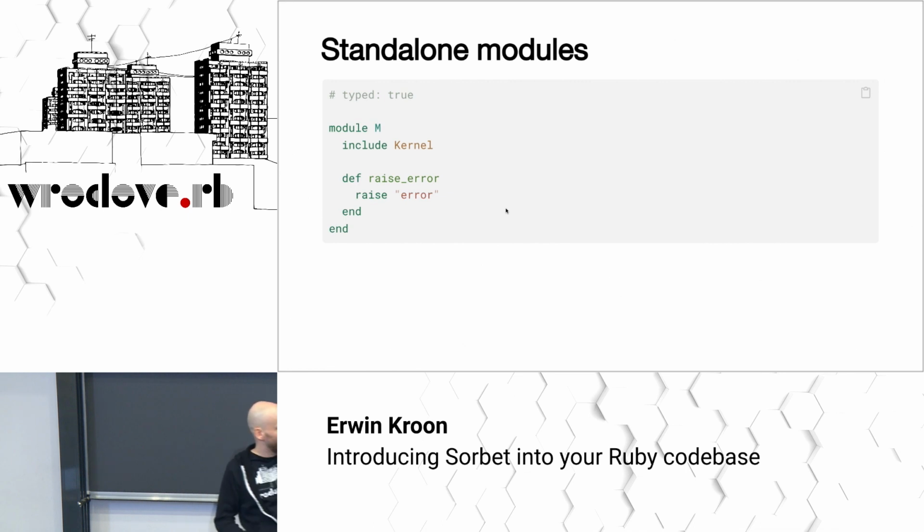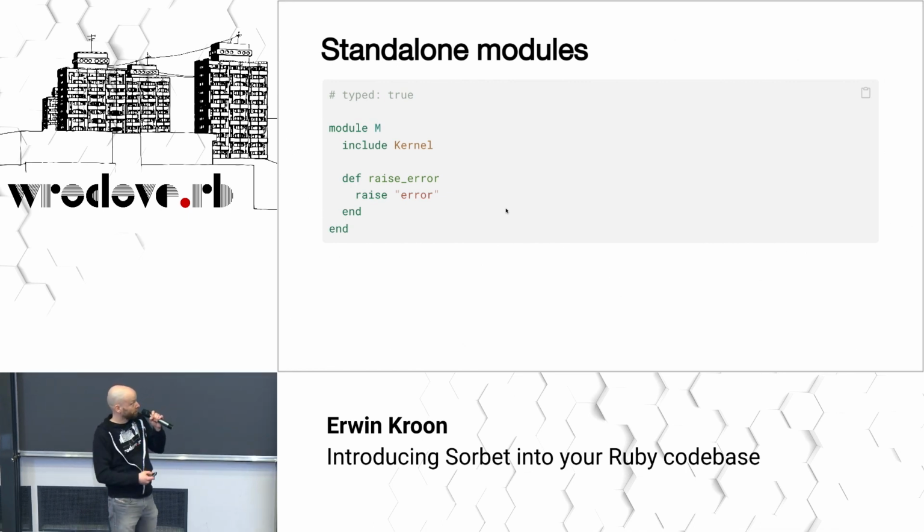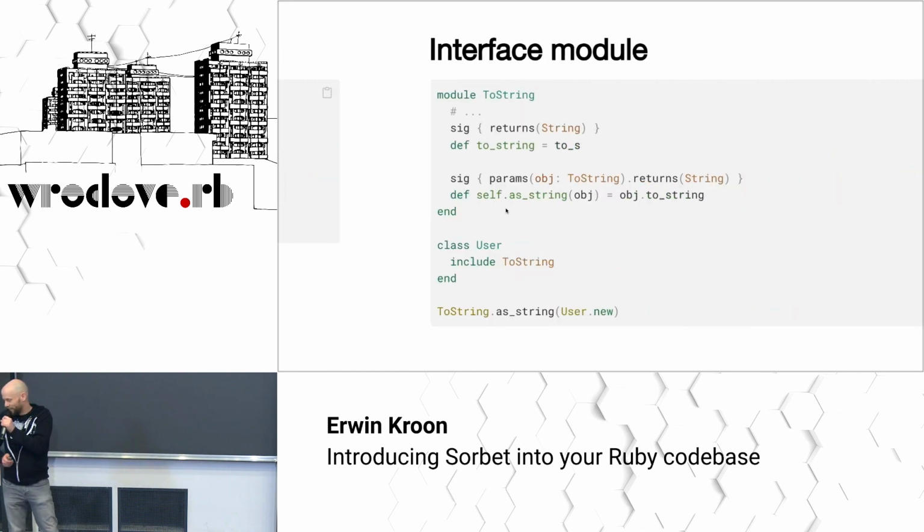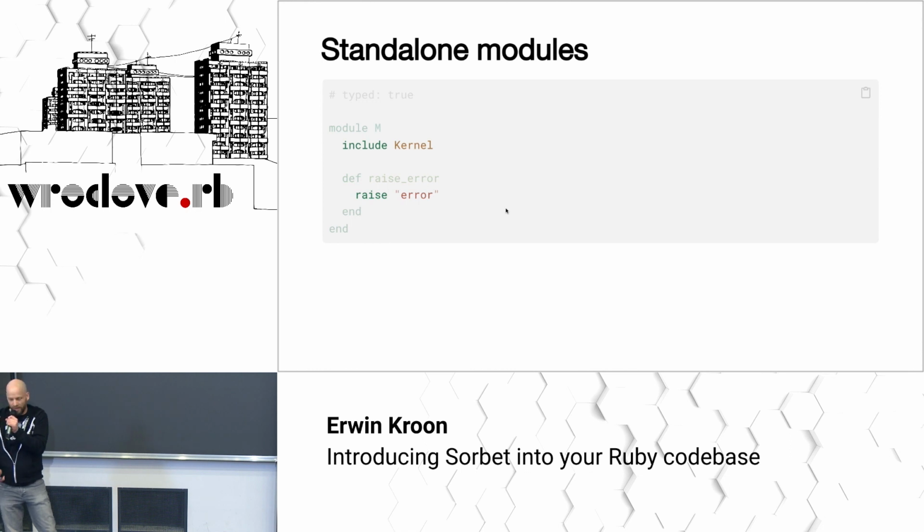So this was my first weird situation with Sorbet. Sorbet doesn't know that the module will be included and has access to the raise method. So you have to include Kernel before you can call raise. Otherwise you will get an error from the static checker from Sorbet. With highlighting, so there we go. As I said, you have to include Kernel because otherwise this will not work.